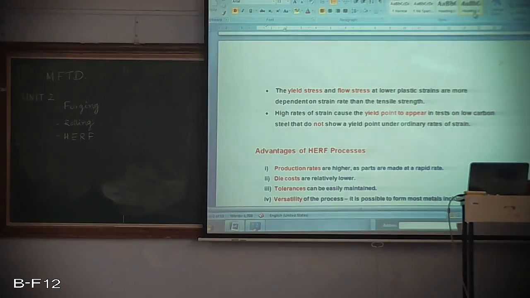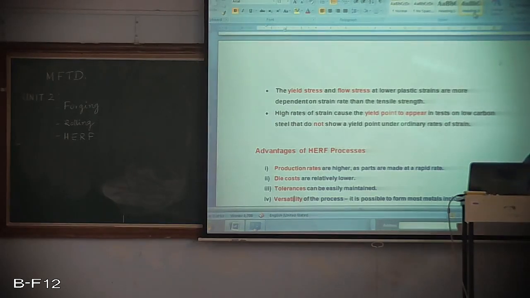The yield stress and flow stress at low plastic strains are more dependent on strain rate than the tensile strength. So it is one feature. And the yield point appears for many materials like low carbon steels. A ductile material like a low carbon steel, which will not have a yield point under ordinary rate of strain, will have a yield point.